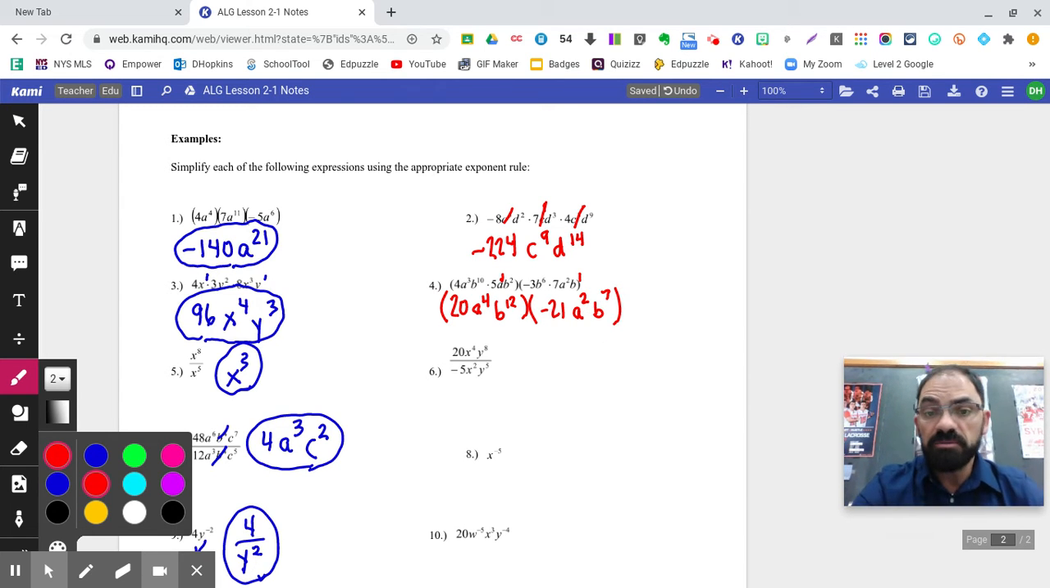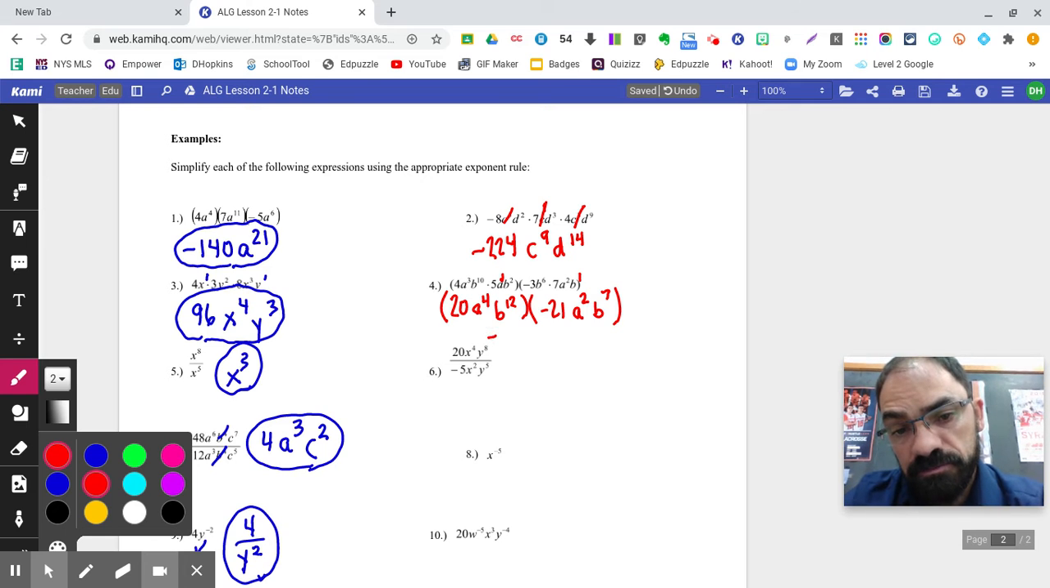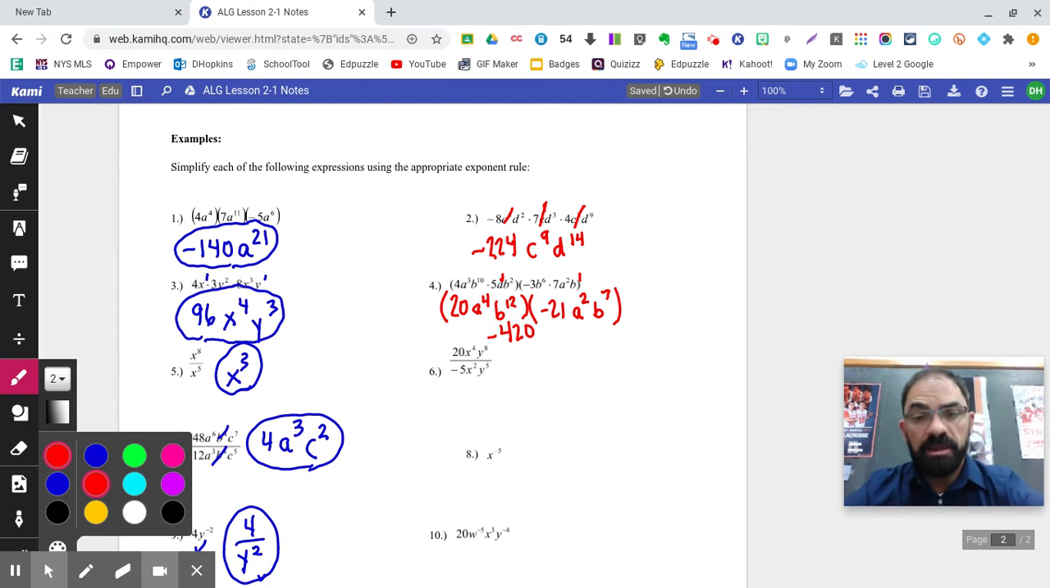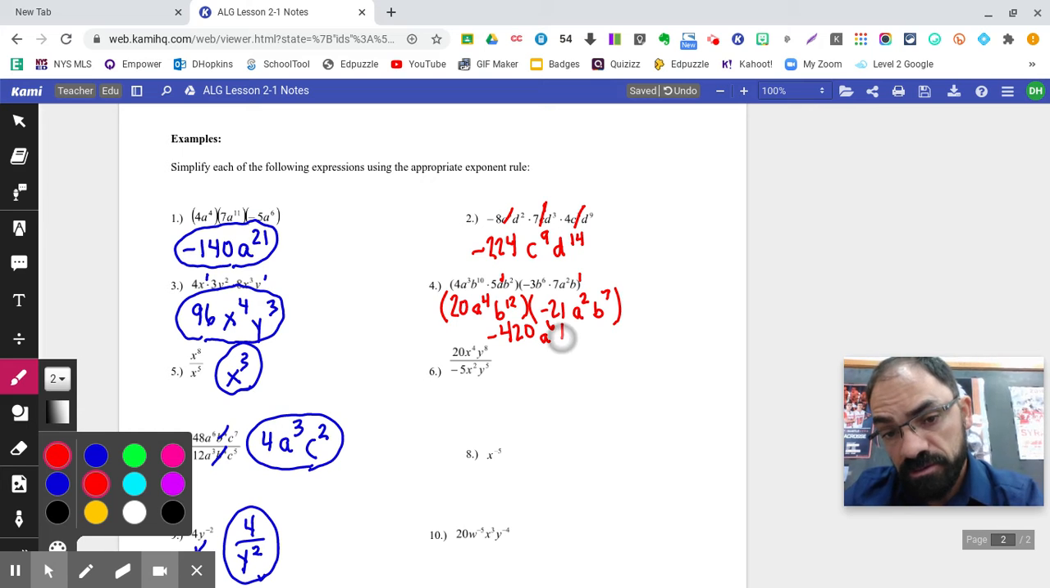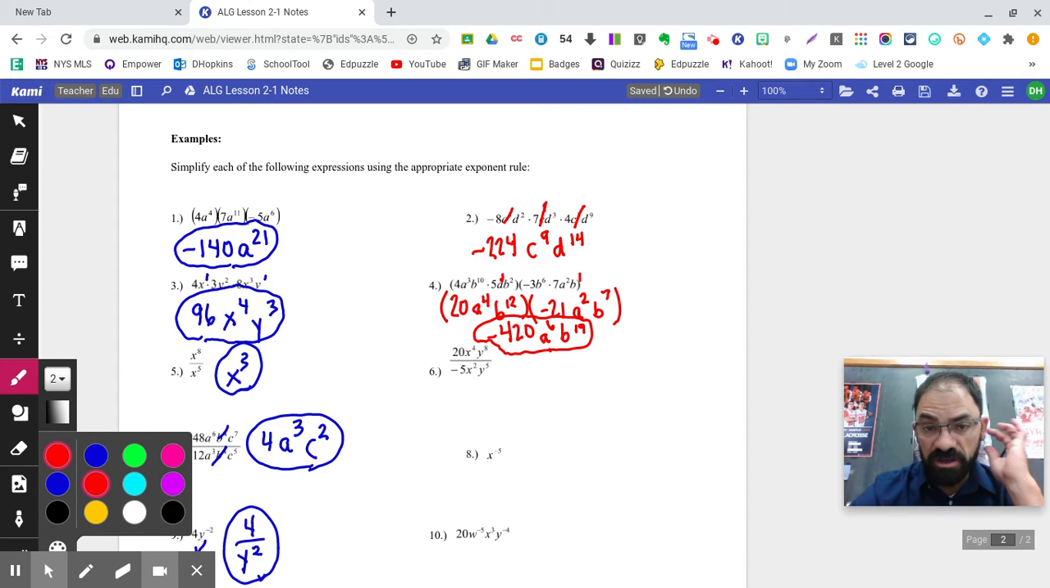And then I'm not done. I can multiply one more time. 20 times 21 is like 420, I think. Let's see here. 20 times negative 21, negative 420. A to the 4th times a squared, a to the 6th. And b to the 12th times b to the 7th is b to the 19th. It's all jammed in there.